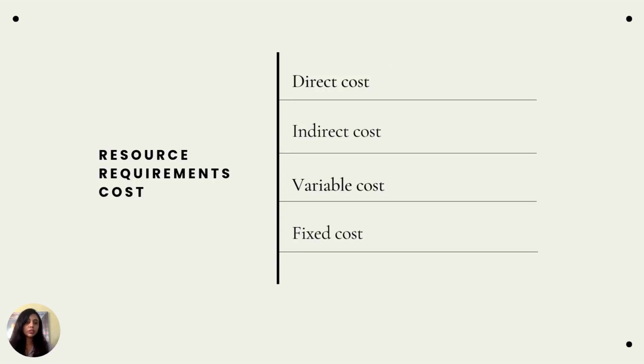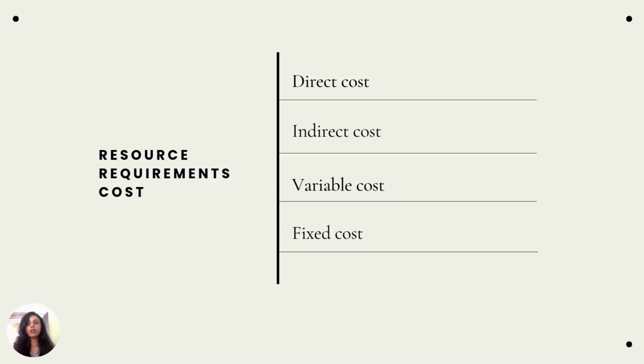Here are some resource requirements cost. There are different types of costs. Those are direct cost, indirect costs, variable cost, and fixed cost. So let's learn about all these costs in detail and what they are. You also need to consider these costs, right, while estimating the project.